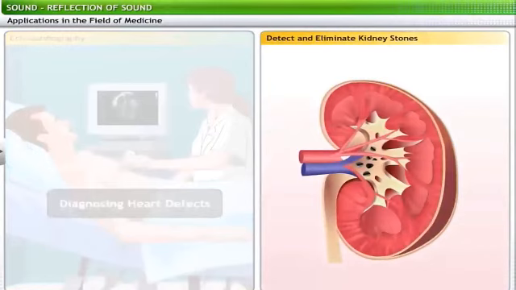Ultrasounds are also used for medical treatment. For example, they are used to help people suffering from kidney stones. Ultrasound waves are used to break the stones into fine grains so that they can be released from the body through the excretory system.